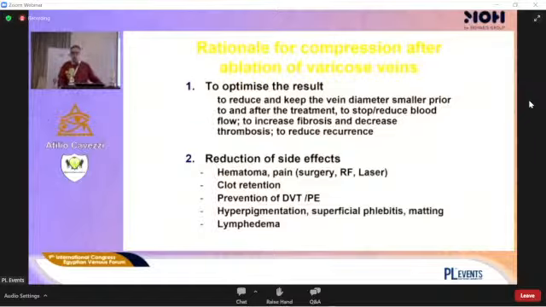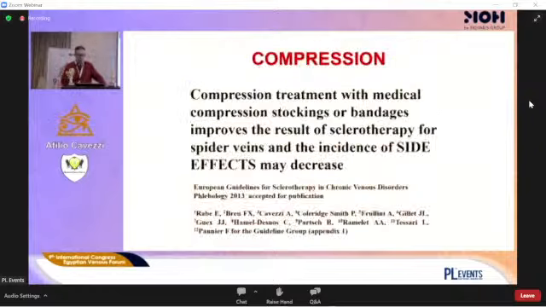Anyway, what we know from literature, let's say for sure, is that you reduce side effects through compression: pigmentation, inflammation, hematoma, clot retention, and so on and so on. So compression overall is probably the best way, together with the proper technique and strategy, to reduce side effects in sclerotherapy.